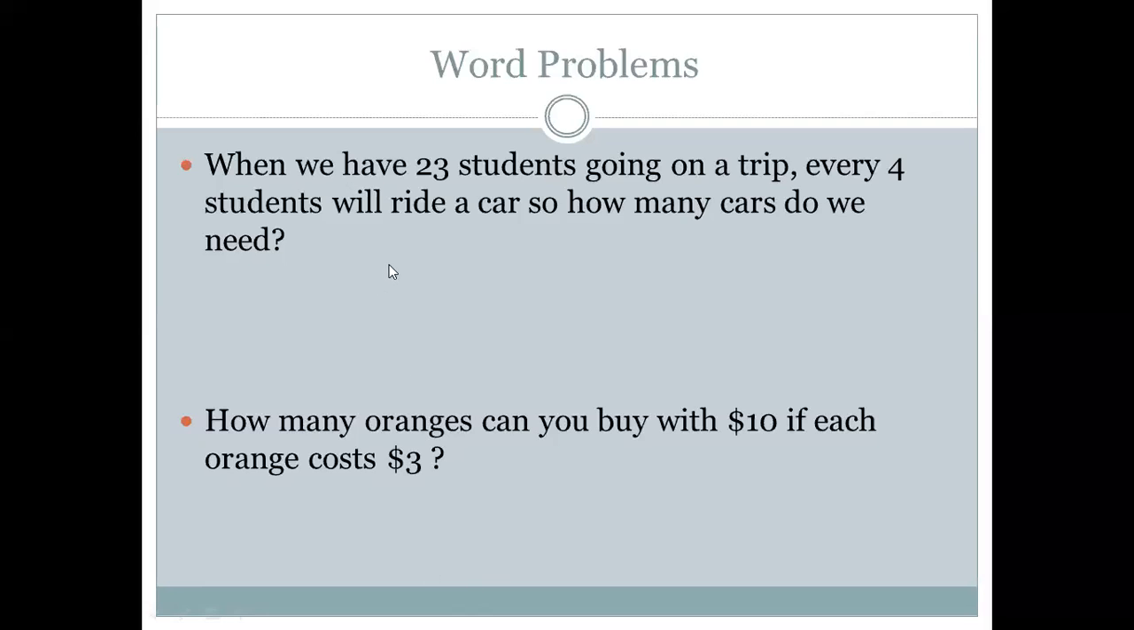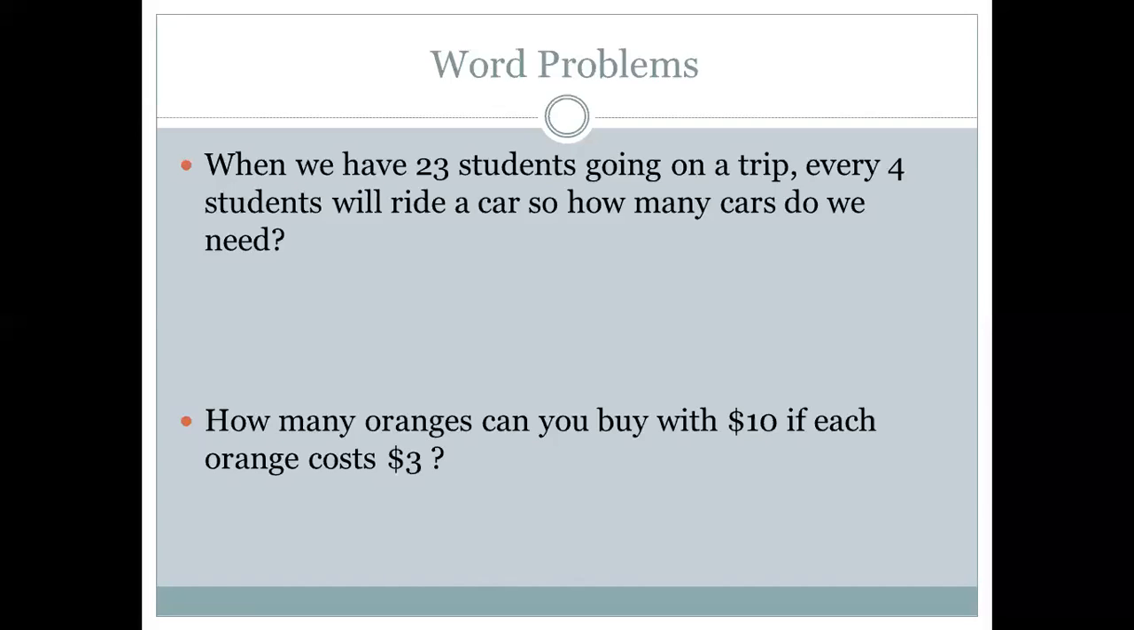We know that 4, let's look at table 4. 4 times 5 equals 20. Good job. What about 4 times 6? Yes, 24. So I have either 2 options, either to use 4 times 5 or 4 times 6, right? How many students do I have here? I have 23. And every 4 will go for a car.